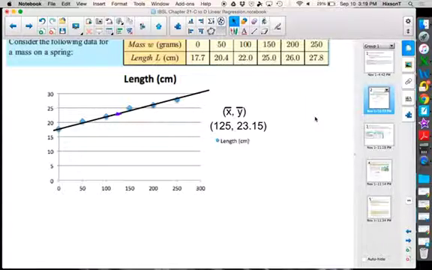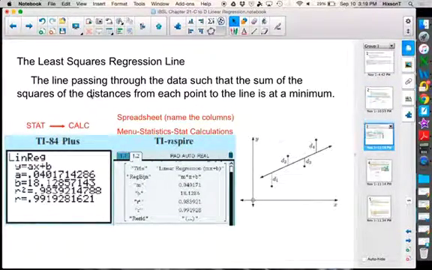So how can we find a line of best fit more accurately? There are formulas that you can use to do this, but we're going to focus on how to do this with our calculator. Finding the least squares regression line, okay? Now, notice the definition here. It says that the line we're finding here is the line passing through the data such that the sum of the squares of the distances from each point to the line is at a minimum.